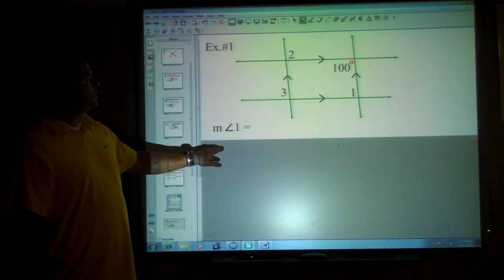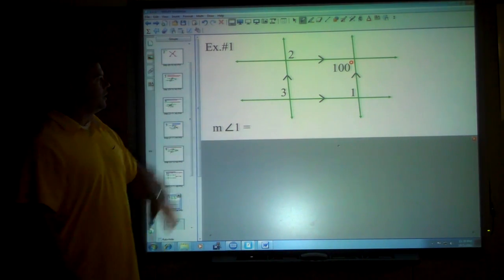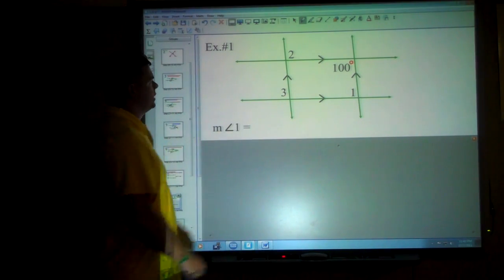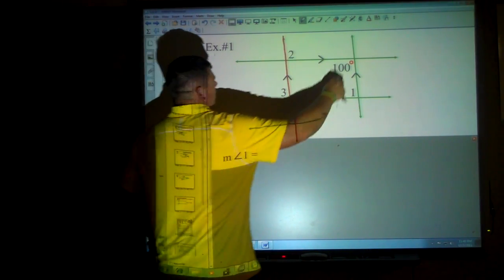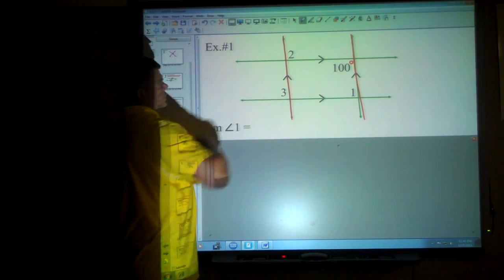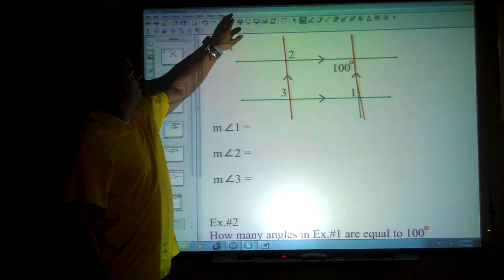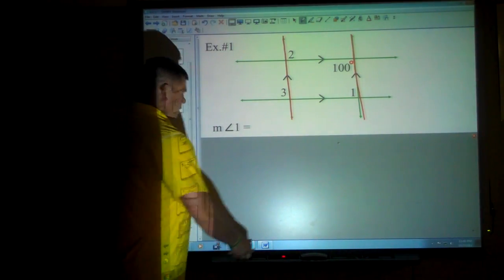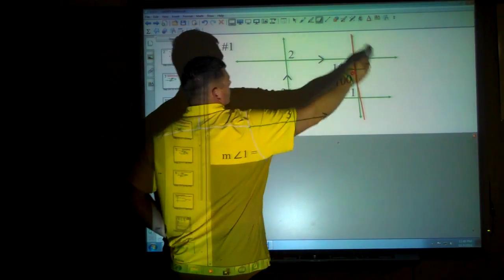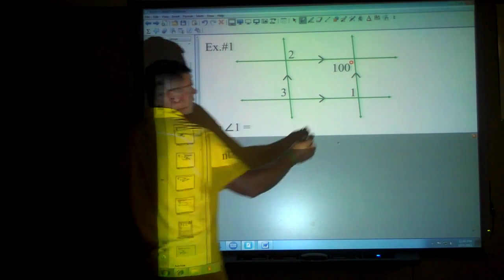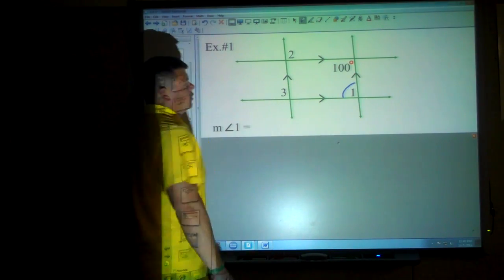Alright, we have this diagram and we would like to fill in all the information that we can. Now because we have two sets of parallel lines, this line is parallel to this line, and these two horizontal lines are parallel to each other, we have to look at them somewhat separately. Let me get rid of those red lines, I don't want them there. Okay, the measure of angle 1 is down here.